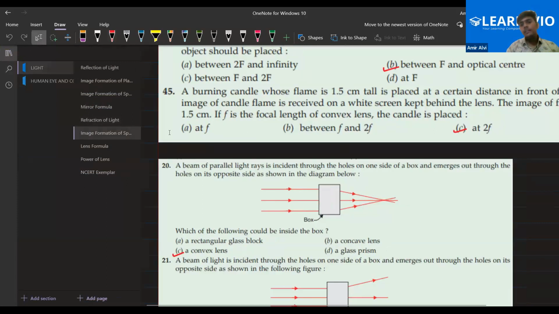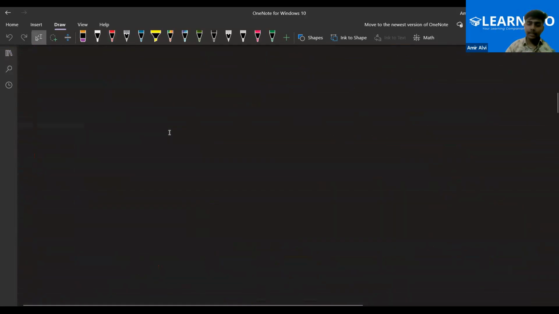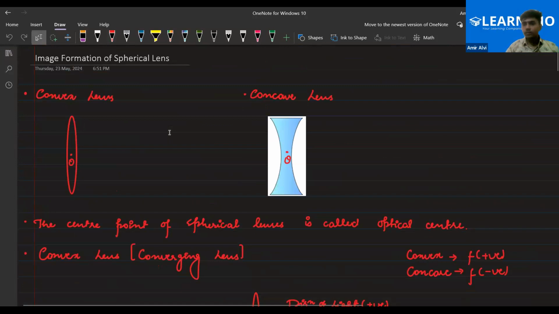Now let's understand the image formation of spherical lenses. This is one of the most important topics, and very similar to the mirror part. If you understand the mirror properly, it will be much easier to understand the lens. Convex lens is similar to concave mirror because convex lens and concave mirror are converging in nature. It means that they focus light at a single point. Right, everyone? And concave lens and convex mirror are diverging in nature. They spread out the light in an inclined manner. Clear?